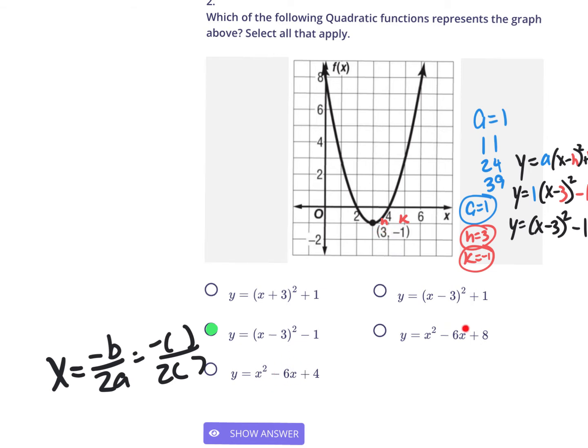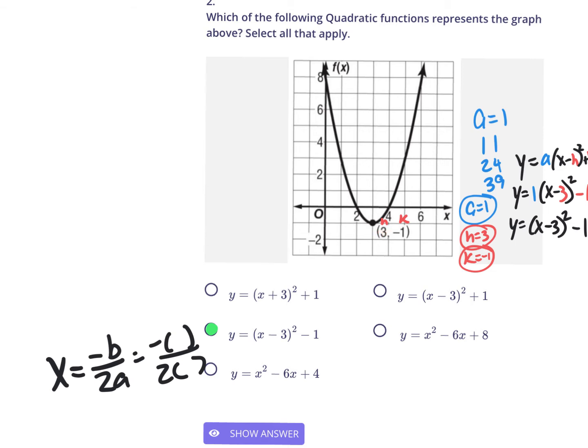And if it's not, then you do the same thing over here. Use the formula, use parentheses. Once you get your x value answer, plug it into the x's, do the math, and see if you get the y value of -1, assuming that you get the x value of 3. That's one way of doing it.